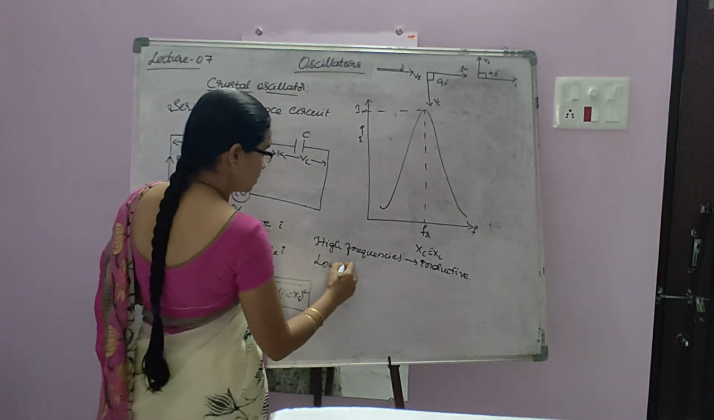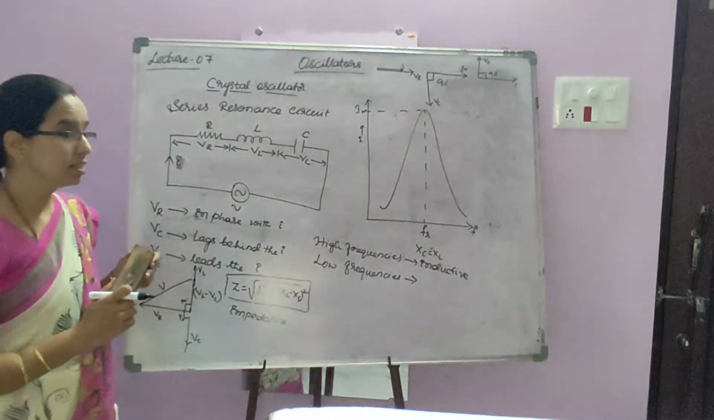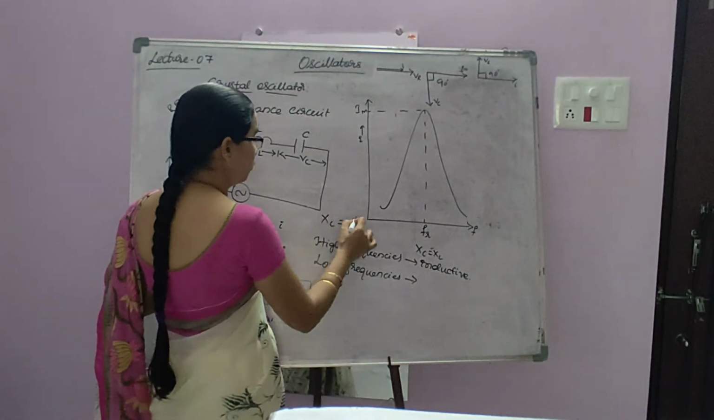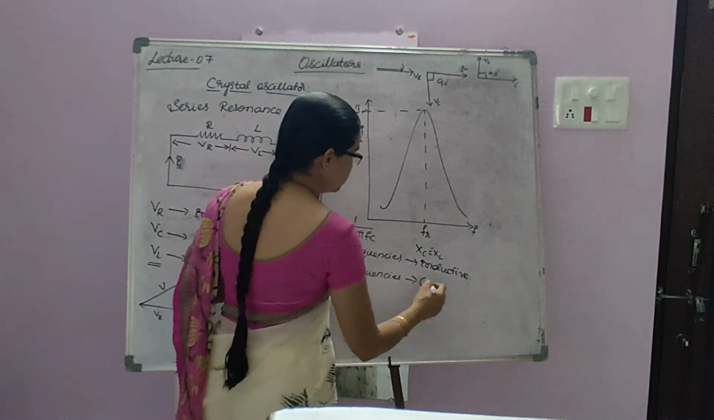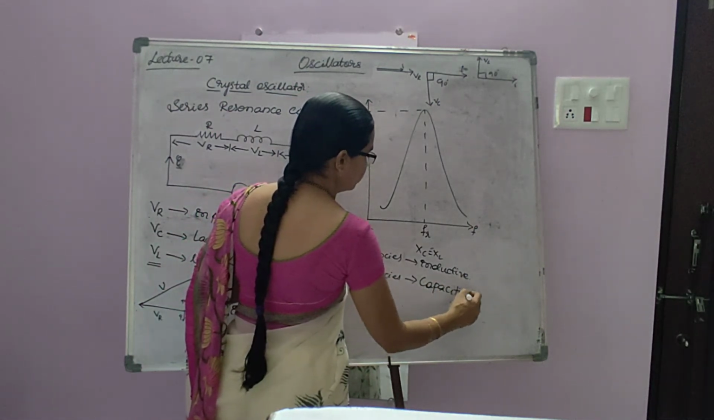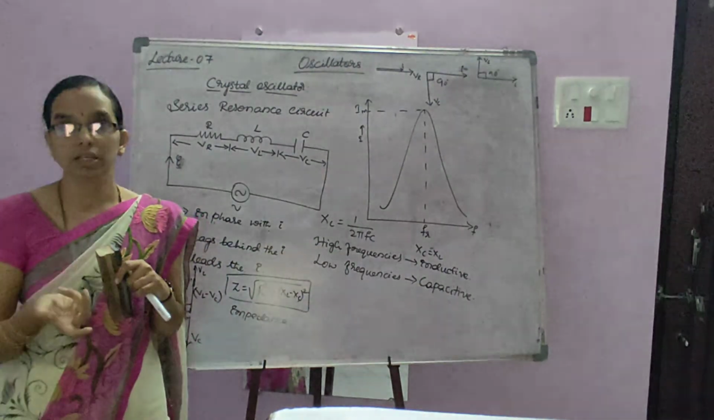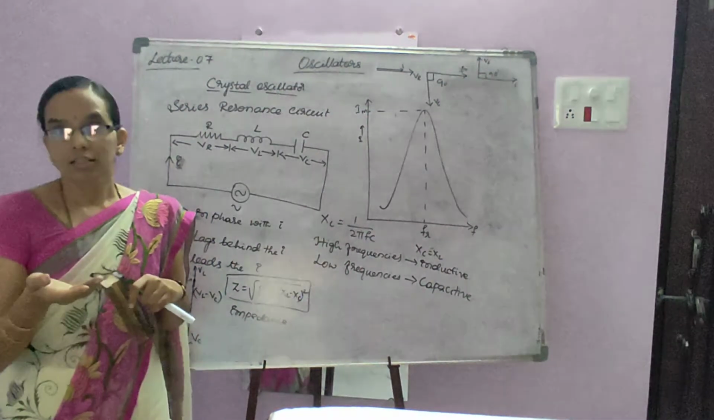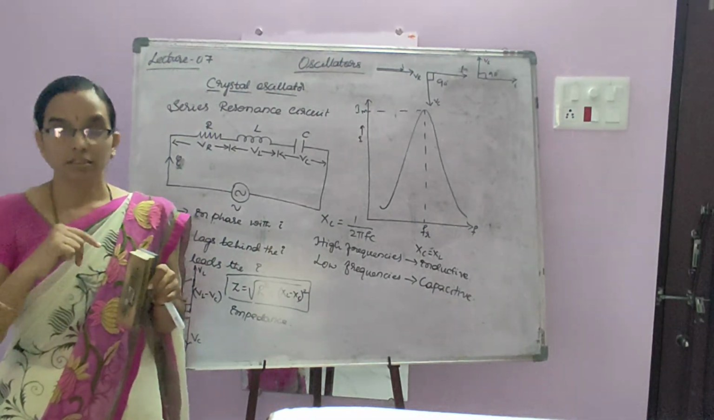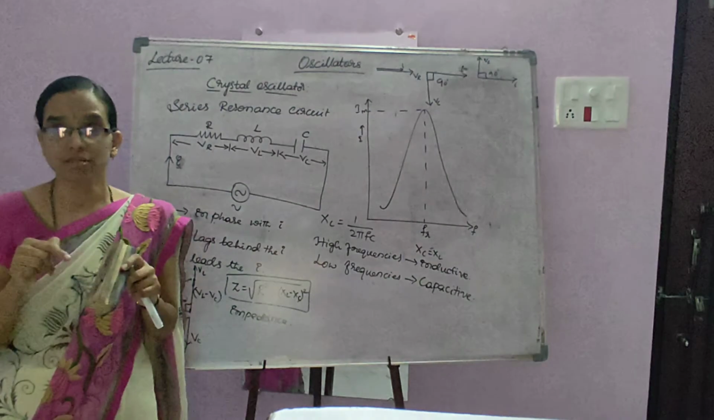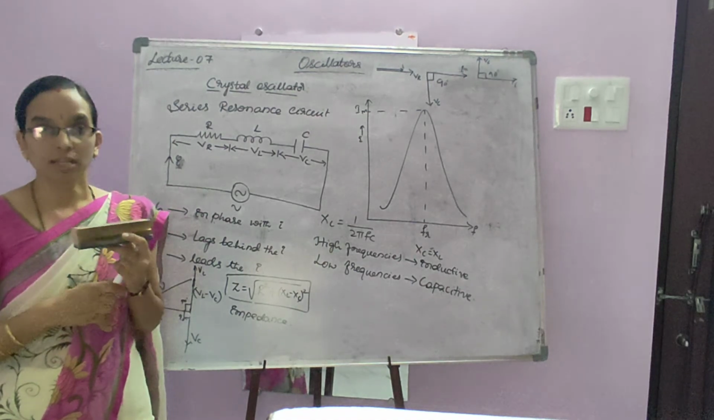So at low frequencies, what happens? We know XC is equal to 1 by 2 pi FC. If the frequency decreases, XC increases, so the circuit becomes capacitive. That means at high frequencies, inductive reactance increases and capacitive reactance decreases, so the circuit will be inductive. That means the opposition will be more from the inductor than the other two components. At low frequencies, capacitive reactance increases and inductive reactance decreases, so the circuit will be called capacitive.